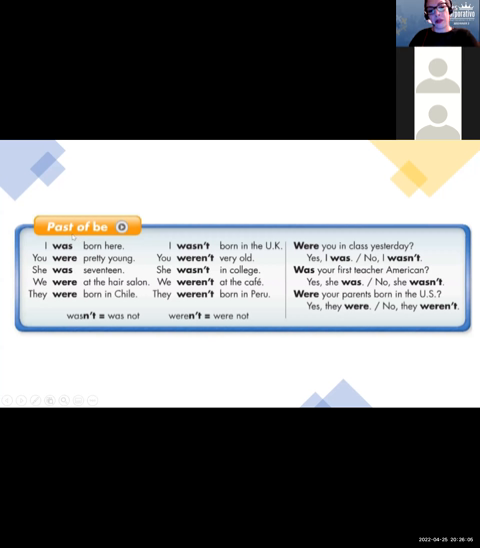Para oraciones afirmativas, nos decía el ejemplo en la plataforma que utilizamos el sujeto más la forma del verbo be en pasado, ya sea was o were, y luego un complemento. Ahora bien, para hacer oraciones negativas, solo agregamos not después de was o were. Wasn't equals was not y weren't equals were not. Y luego pues el complemento.